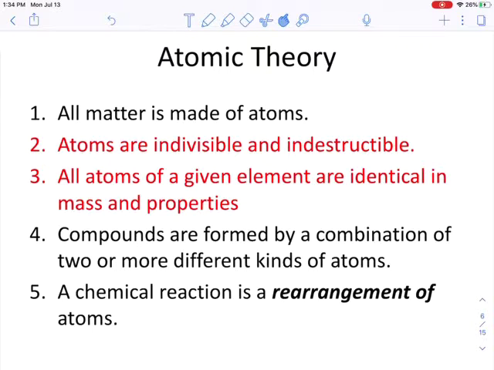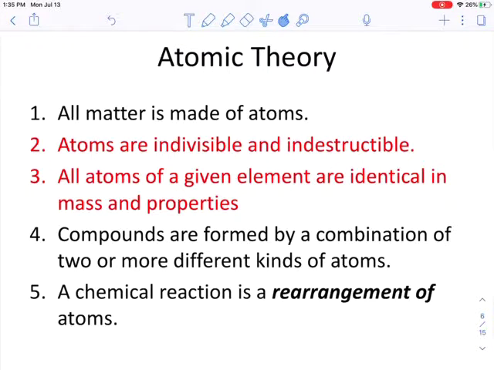All atoms of a given element are identical in their mass and properties. That is not actually true because it turns out that even for most atoms, there are 2 or 3 different types of that atom that are slightly different from each other, and those things are called isotopes. And almost all atoms have at least 2 isotopes. There are a handful of atoms that have only 1 isotope, but most atoms have at least 2, if not more, isotopes. The element tin, Sn, has 10 different isotopes. So it can get pretty complicated.